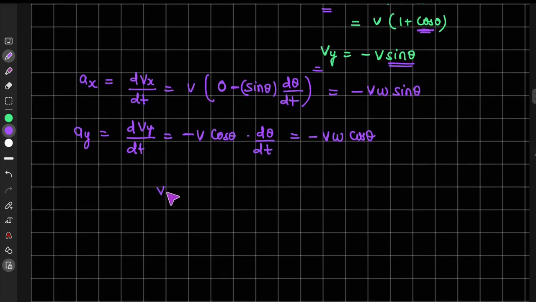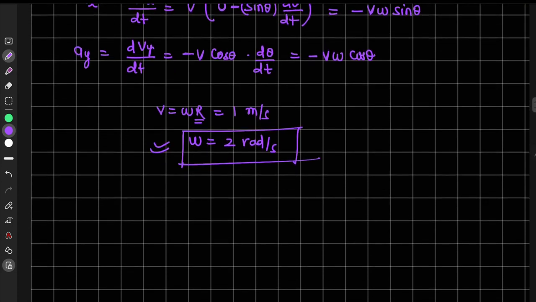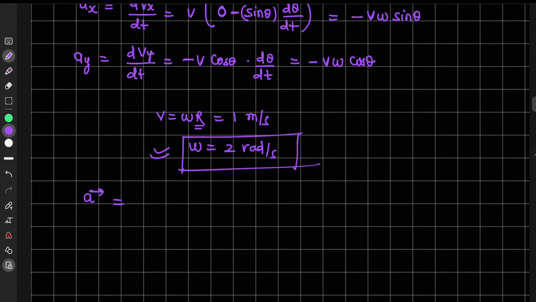Okay, v is equal to omega r, is given as 1 meter per second, and here we know the value of r is 0.5 meter, so we will get omega is equal to 2 radian per second. Okay, so this is the value of omega we got, and that acceleration vector we can write as minus v omega sin theta i cap minus v omega cos theta j cap.